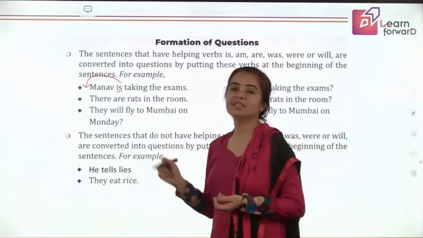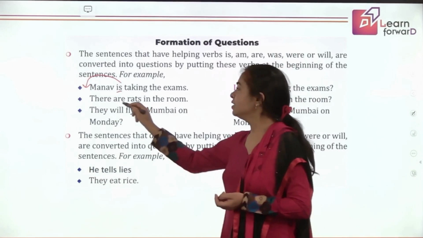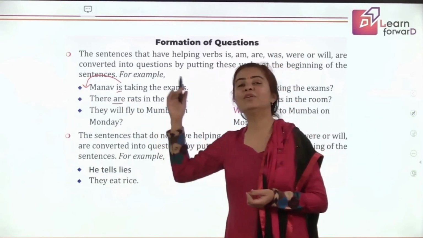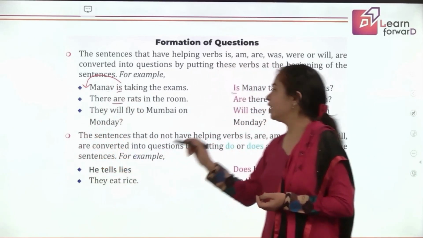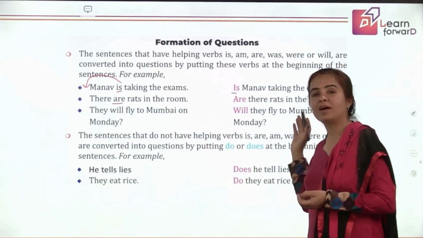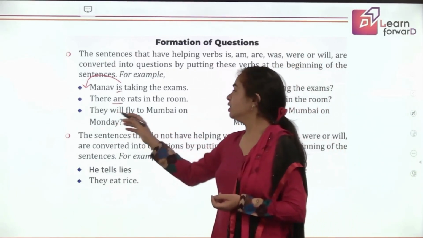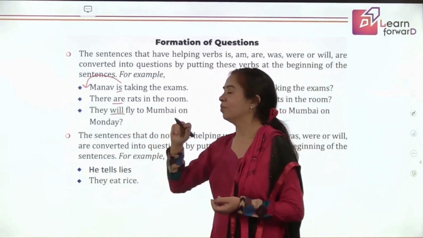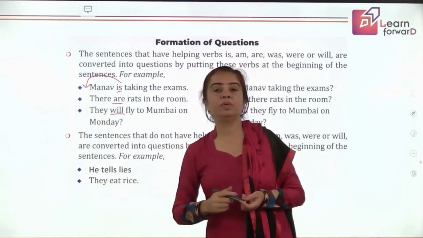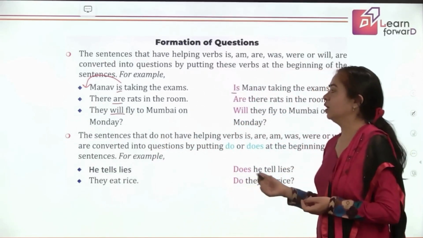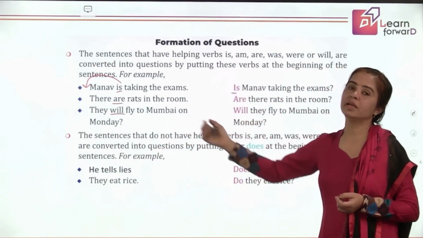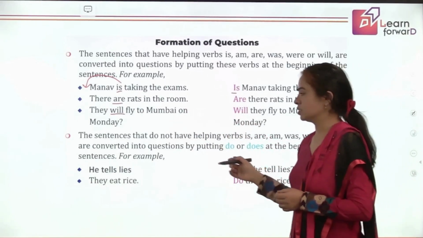There are rats in the room. Again, we find a helping linking verb here. So what will we do? We'll take it to the beginning, and what do we get? Are there rats in the room? And we put a question mark. Let's see another one. They will fly to Mumbai on Monday. Oh, again there's a helping verb. So will goes in the beginning. It will be, will they fly to Mumbai on Monday, right? So whenever there's a helping verb, you will take it to the beginning of the sentence.